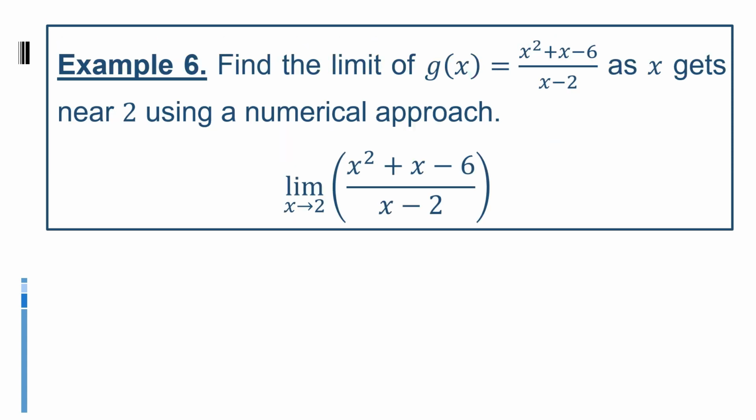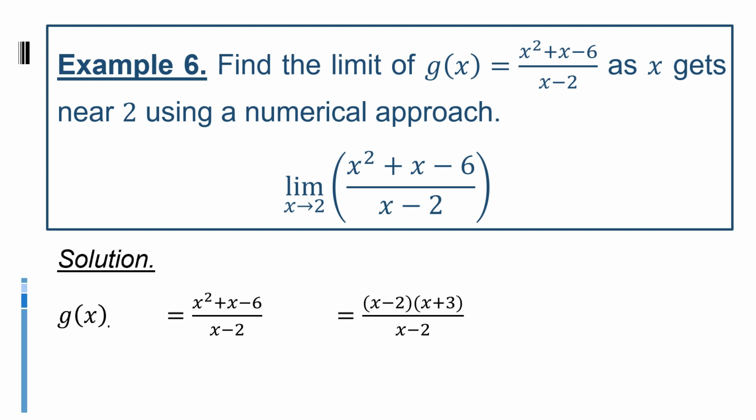Let's find the limit of g of x equals x squared plus x minus 6 divided by x minus 2 as x gets near 2 using the numerical approach. So in limit notation, that is the limit as x approaches 2 of x squared plus x minus 6 divided by x minus 2. Now observe that yung g of x natin is undefined when x is equal to 2. Kasi itong denominator niya magiging 0. So, undefined siya.